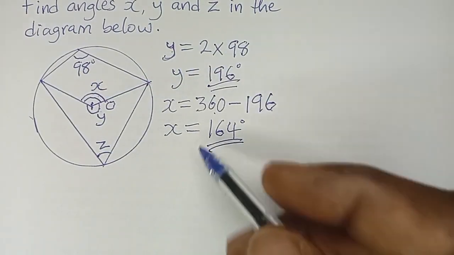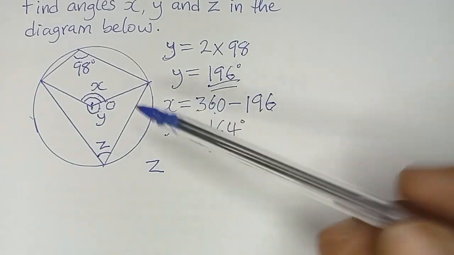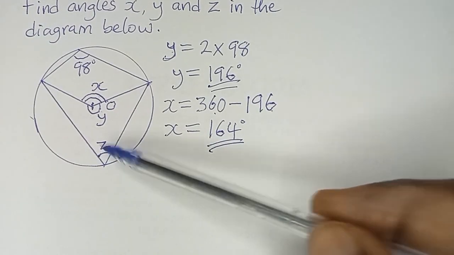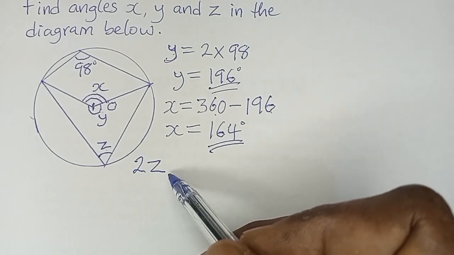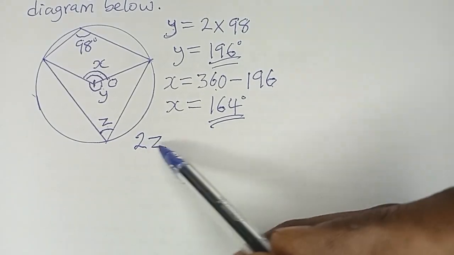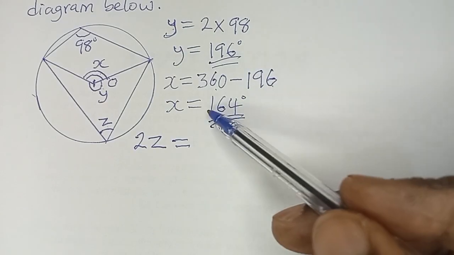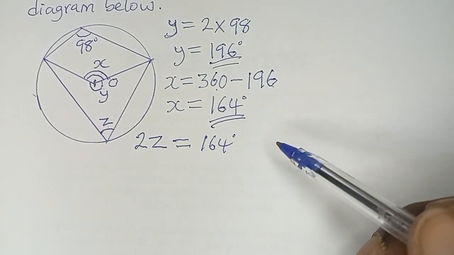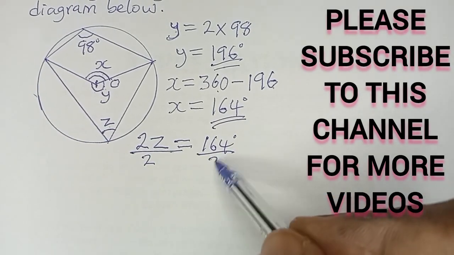So for us to get the value of z, we are simply going to say that angle at center is twice that at the circumference. So that means 2 times the one at the circumference, which is z. Take note of that. So twice the one at the circumference, which is twice z, is equal to the one at the center, which is x. And the value of x is 164 degrees.